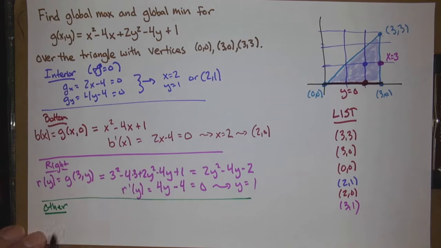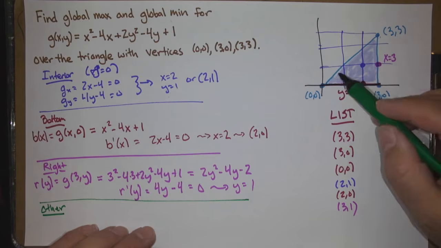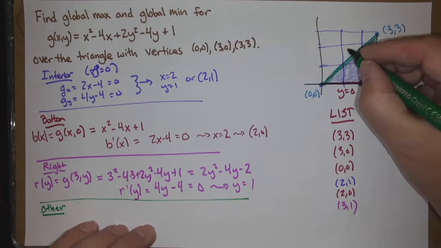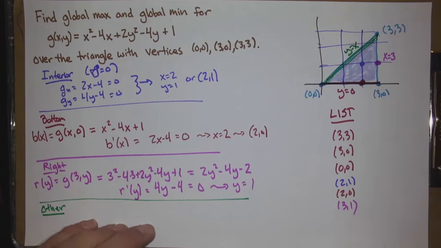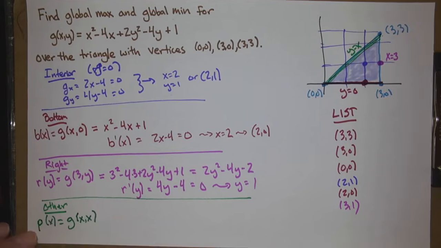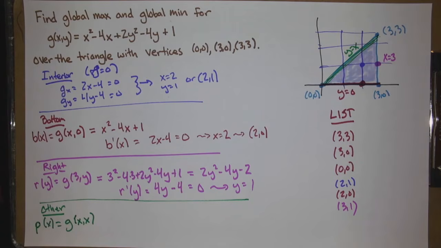So, for the other one, what describes this curve? Y equals x. So what can we do? O looks too much like Omicron and like 0. T, how about P of x? I'm going to write this as G of x comma x. So I'm just replacing the y by x. I could have replaced the x by the y, but the point is I want to get down to a single variable.